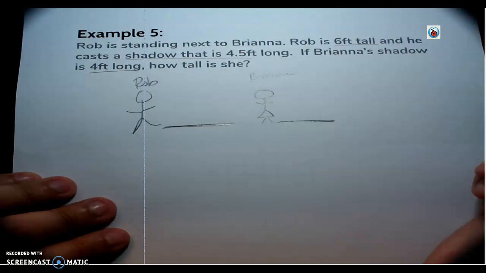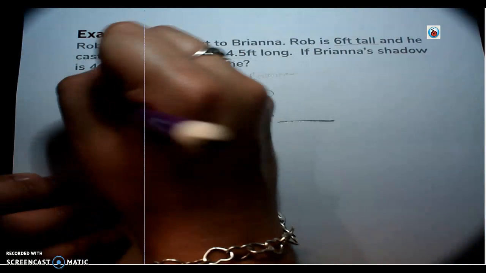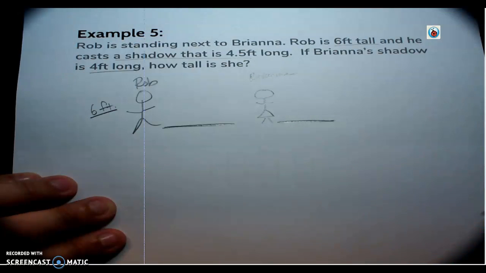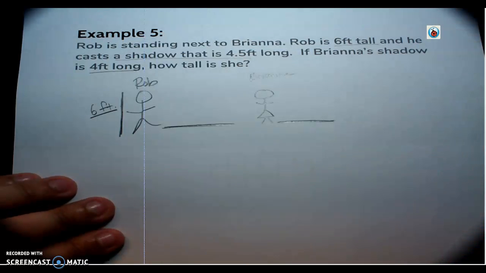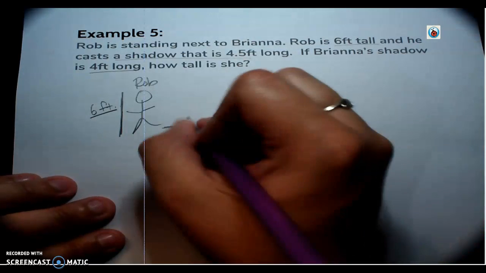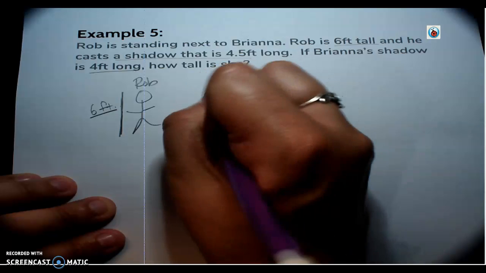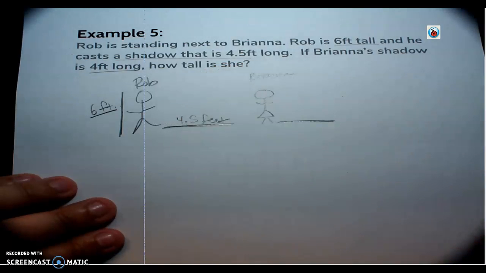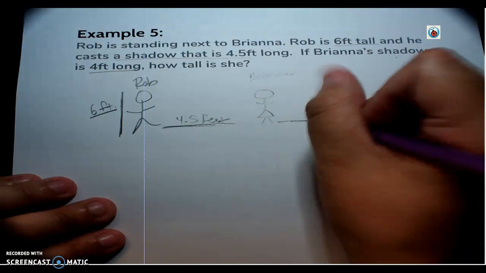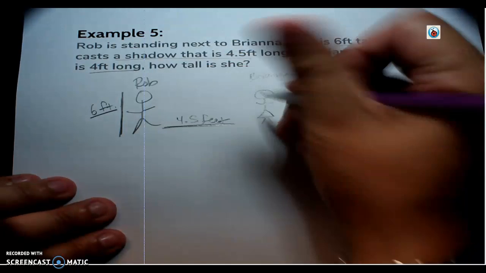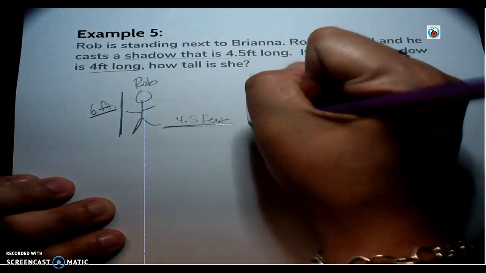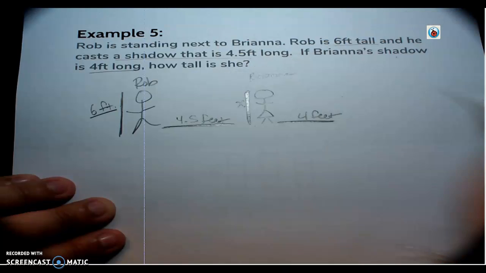And so now I'm going to label what I know about this. So I know Rob is 6 feet tall. So that's Rob's height. That's how tall he is. And then I know Rob's shadow down here is 4.5 feet. And then for Brianna, the only thing I know is that her shadow is 4 feet long. And I don't know how tall she is. So her height is what I'm trying to find, which is going to be my variable x.